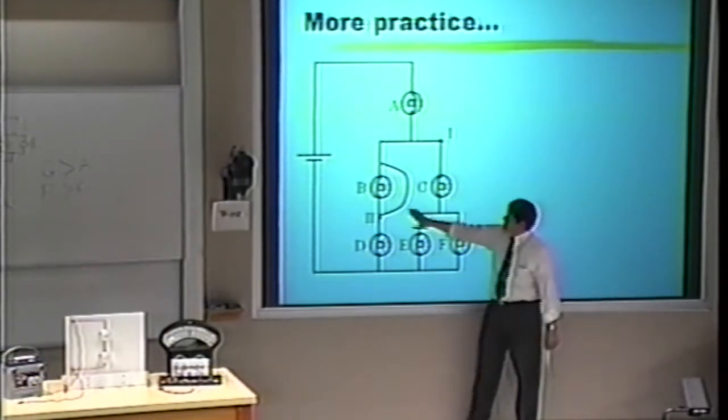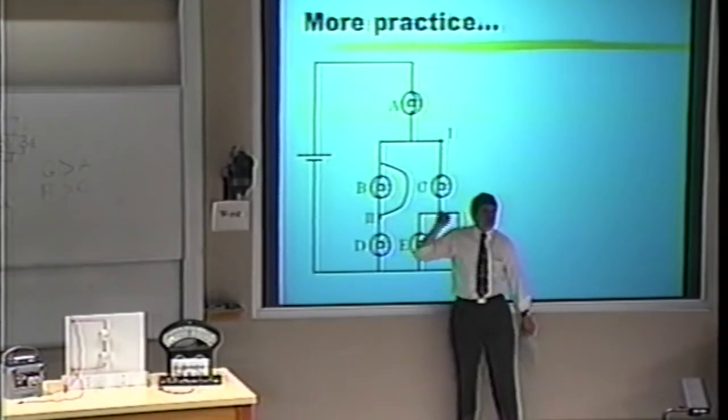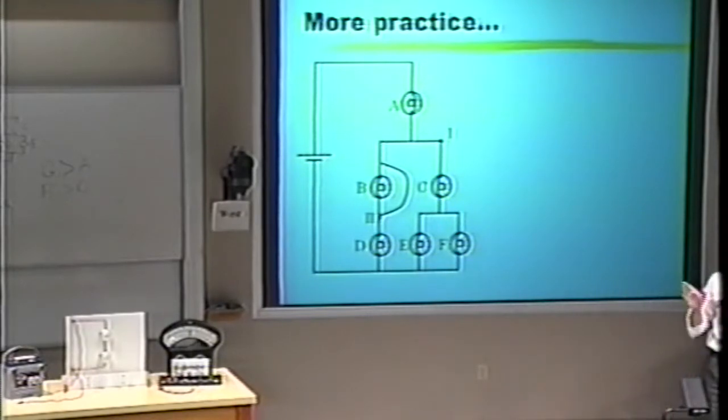Okay? It's clear from this drawing that only B is shorted out. Only B is going to be completely bypassed by current. None will go through B.